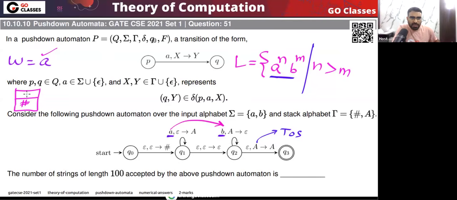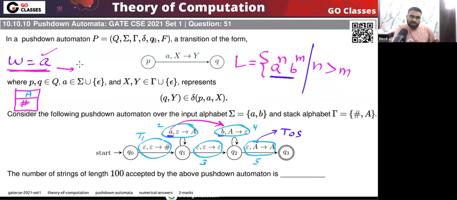Now after that, you can take this transition. Let me call this transition 1, transition 2, transition 3, 4, and 5. Now you tell me, for this string, what will you do? The transitions will be like this. You can follow these transitions to accept it. First, you will take the transition T1.